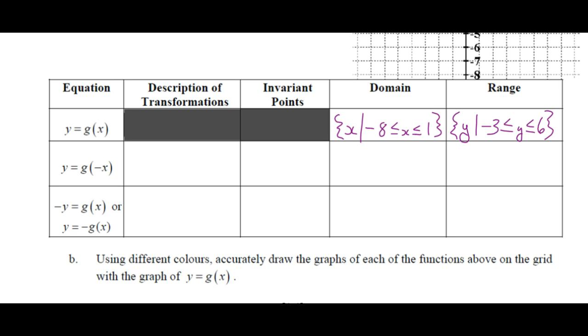Okay, so I don't even need to see what's going on in order to do the reflections and change the domain and range to adjust for that, right? I don't need to see what's up there anymore. So if I do this, y equals g, so I've replaced x with -x, what's the description? It's a reflection in the y-axis.